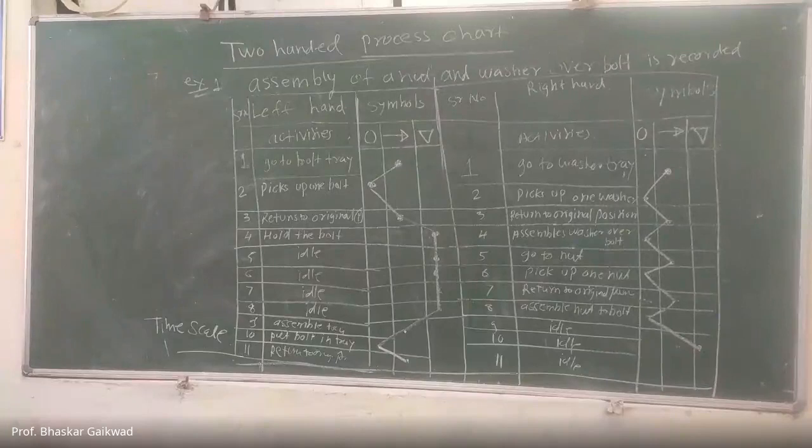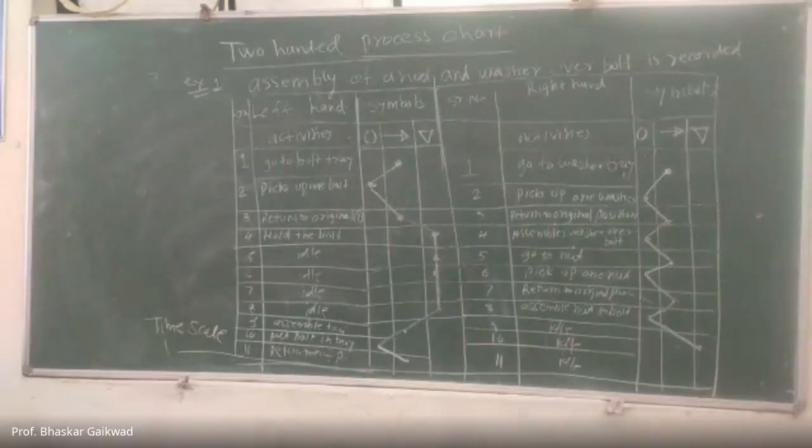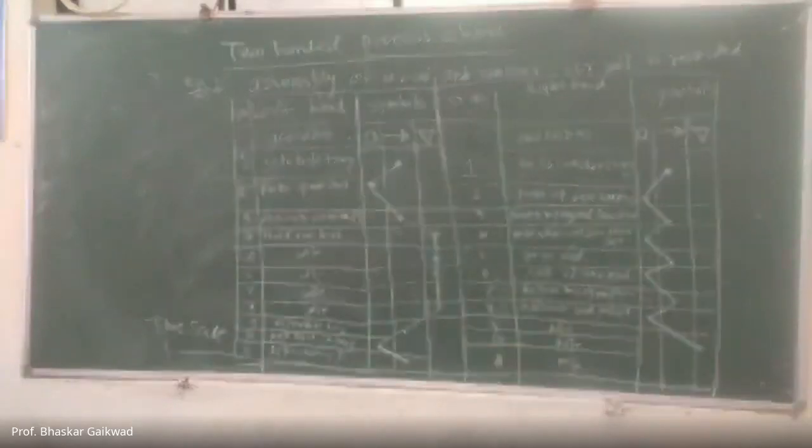One example in the automobile industry is assembly of carburetors. You can see how the assembly of carburetors, assembly of small IC engines, and watch assembly is done. It is a best example for a two-handed process chart because we are using two hands for the assembly of a watch, big watch, our hand watch or the wall watch, whatever assembly we are doing. So that assembly study we can make with the help of a two-handed process chart.